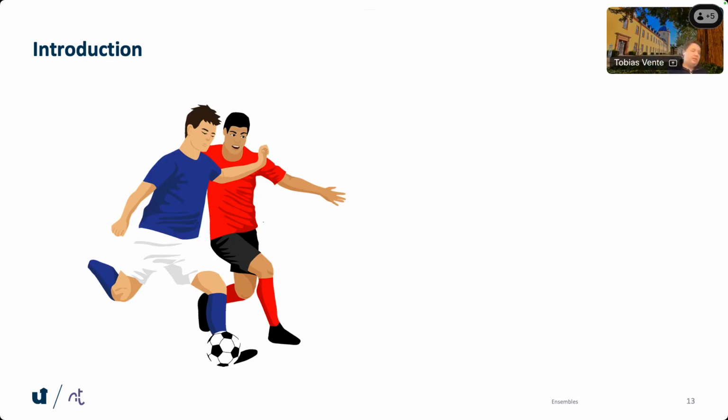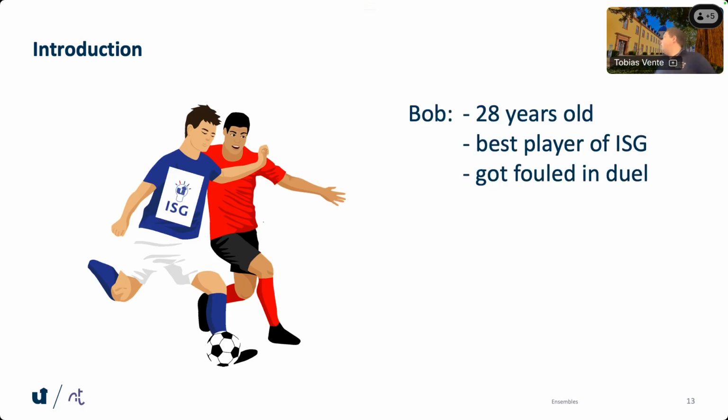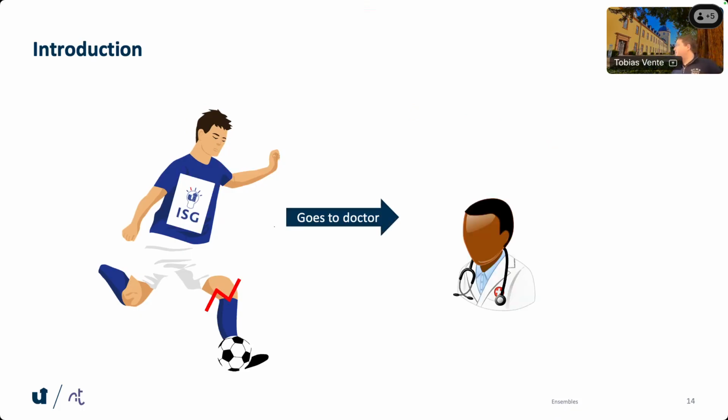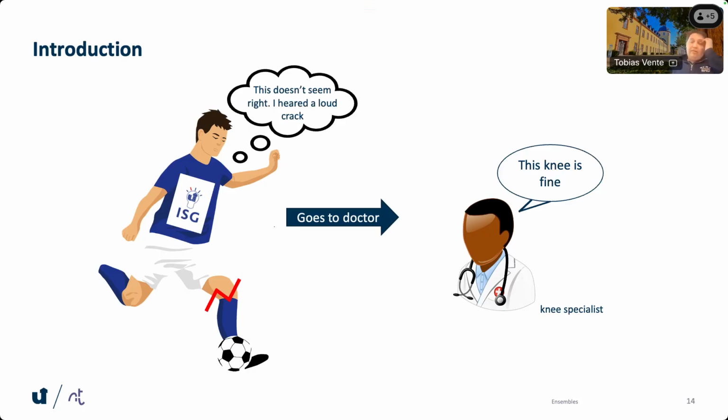So let's assume the intelligent systems group has a soccer team. And the blue player is of course the ISG player, and he gets fouled in a duel, and well, his knee cracks. So what you typically do in these kinds of scenarios, you visit a doctor, and because he's very afraid that he will probably no longer be able to play in the league, he visits a knee specialist who looks at the knee and basically says it's fine. But still, he heard the crack, and he's very unsure.